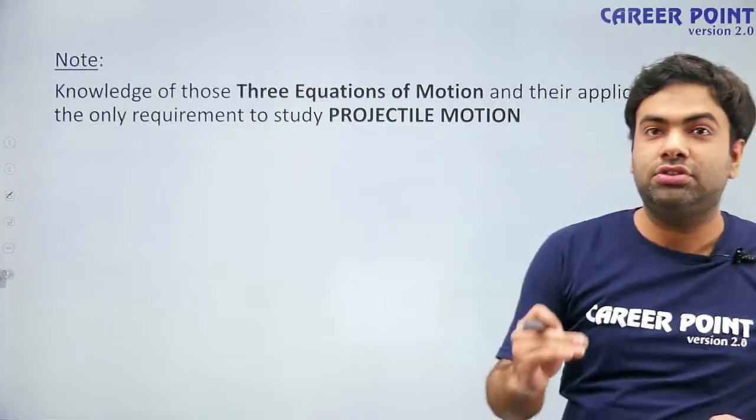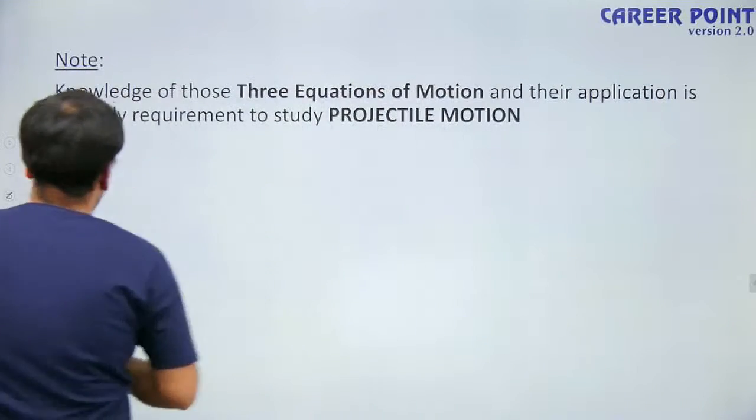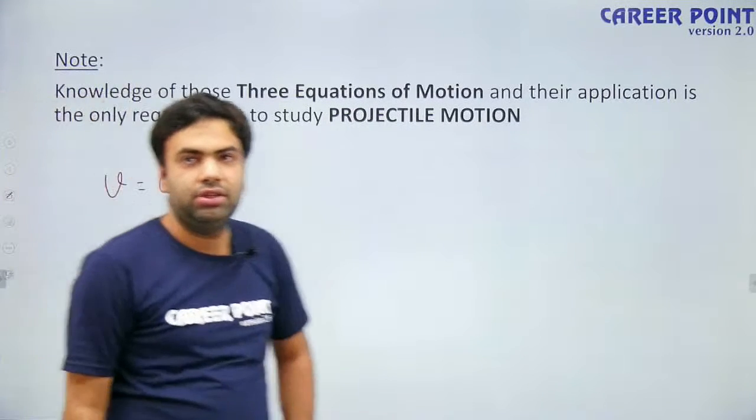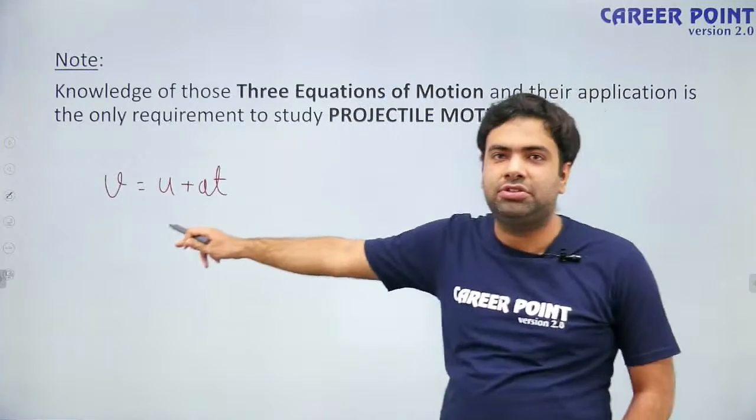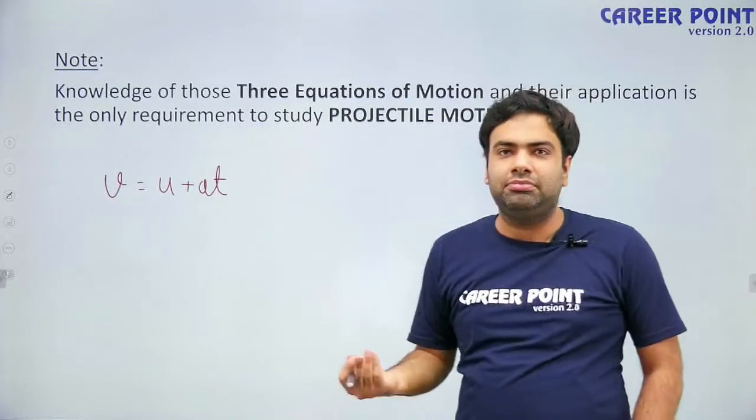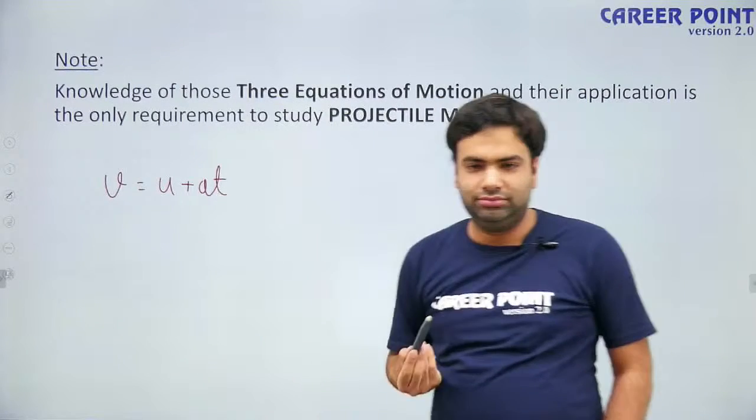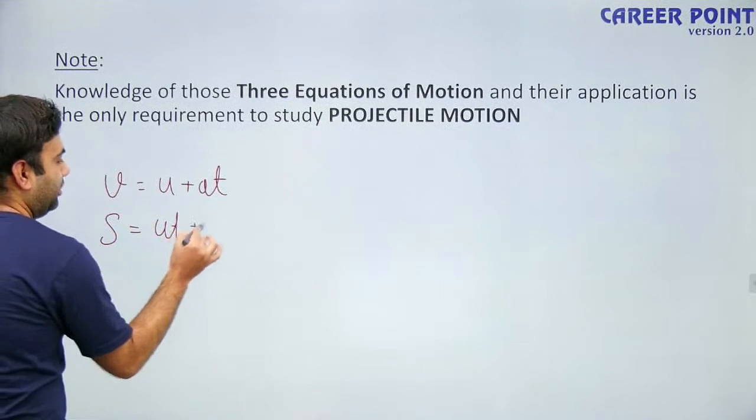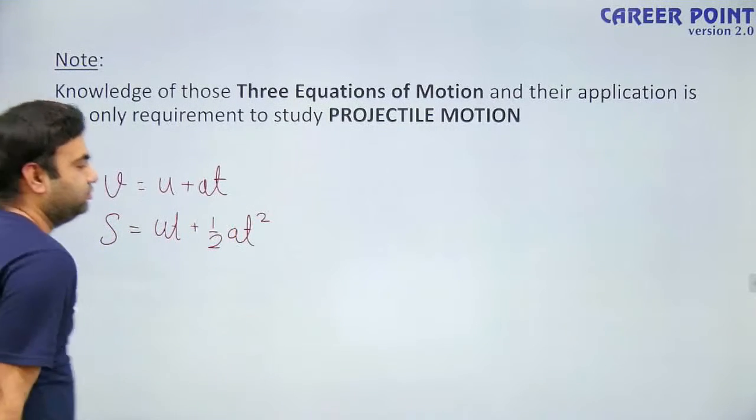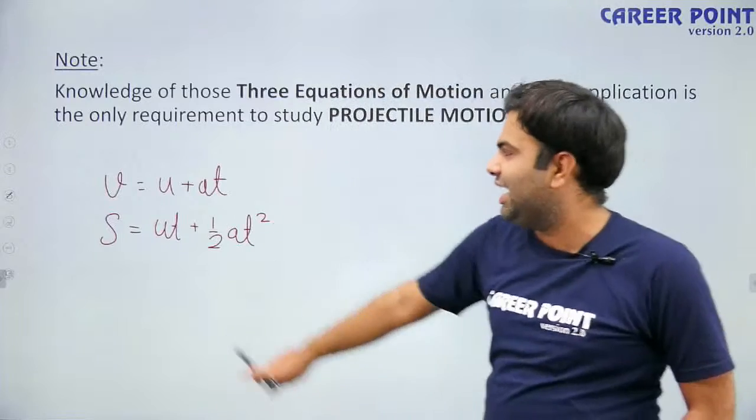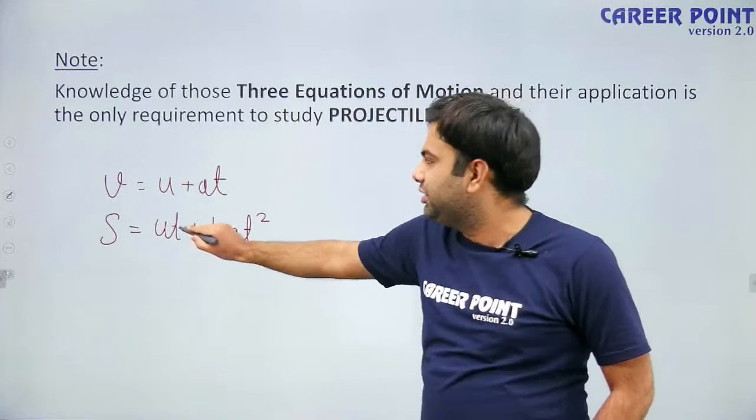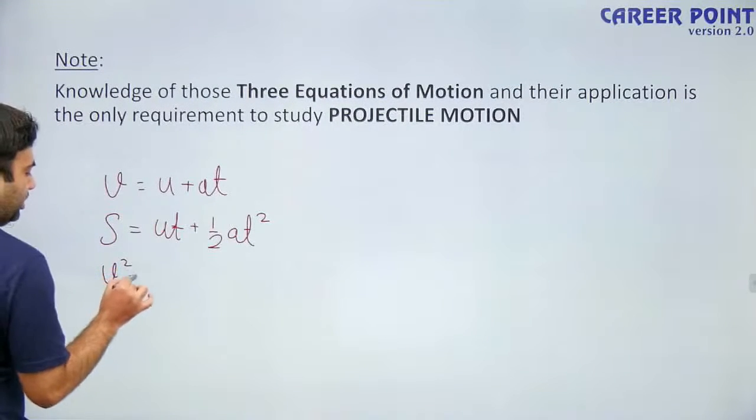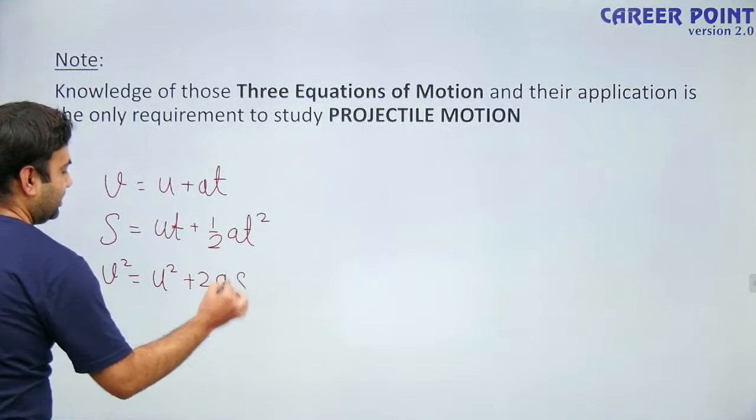What are those equations of motion which are useful? First equation of motion, v = u + at, where v is the final velocity, u is the initial velocity, a is the acceleration, and t is the time to change the velocity from u to v. Second equation of motion, s = ut + (1/2)at², in which s is the displacement, u is the initial velocity, t is the time, and a is the acceleration. And what is the third equation of motion? It is v² = u² + 2as.